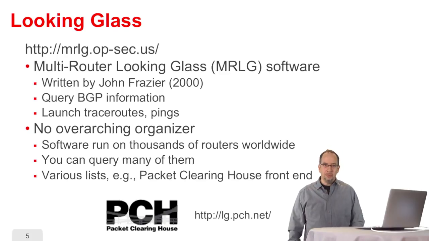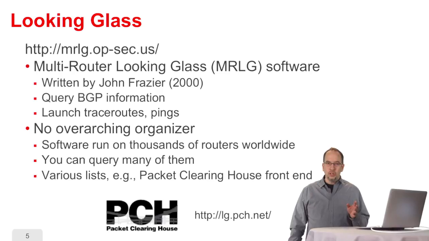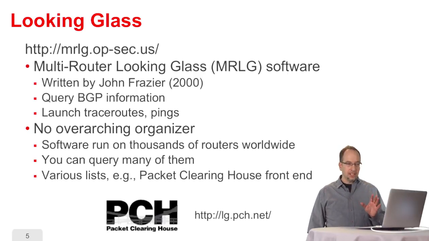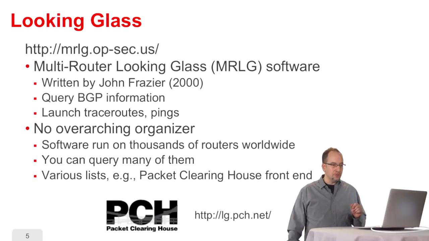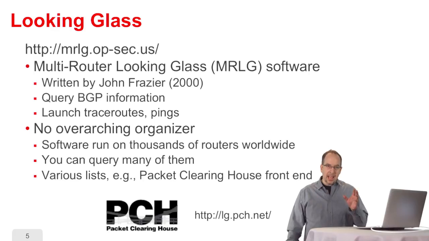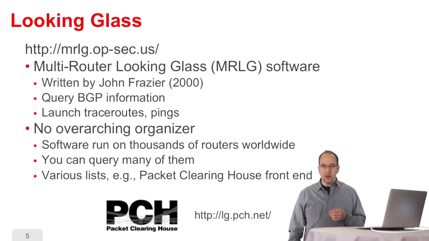The third platform that we'll look at now is called Looking Glass. This is a bit unusual in that it's not a centrally controlled platform. Instead, it is software. The software is called Multi-Router Looking Glass, MRLG. It was written by John Fraser in 2000, and it's maintained today. And it runs on routers, and it allows one to query the router for its BGP information, and also to run pings and traceroutes from that router.